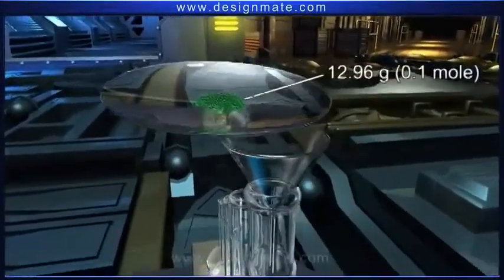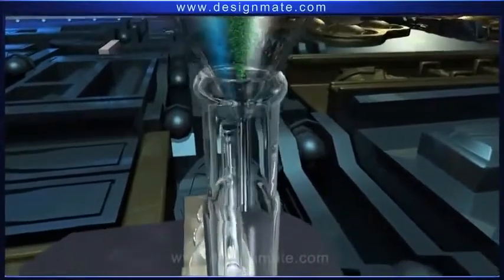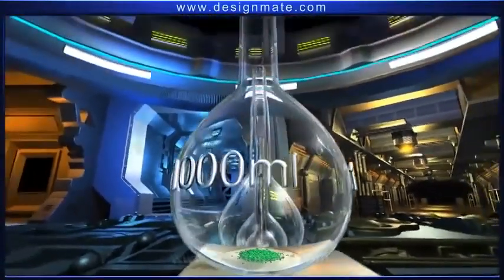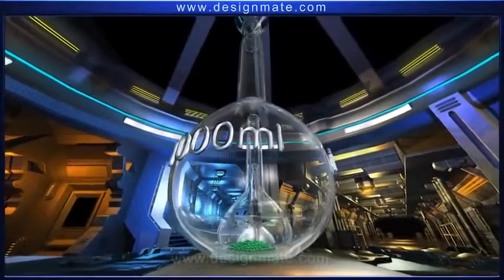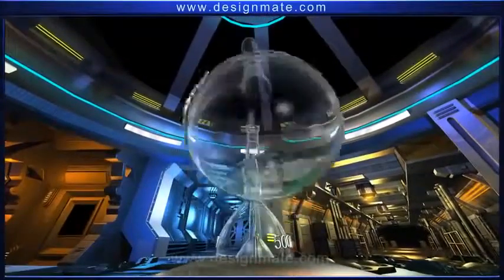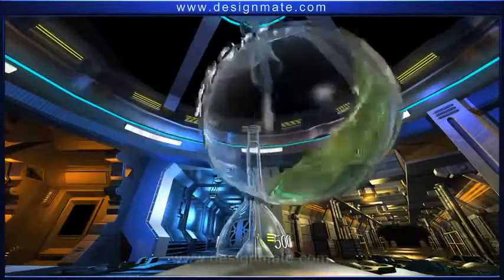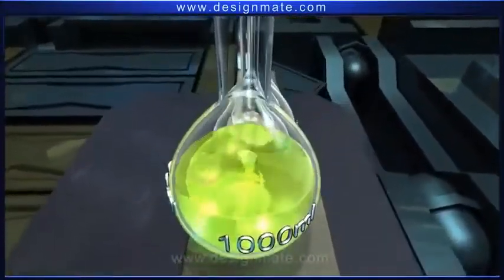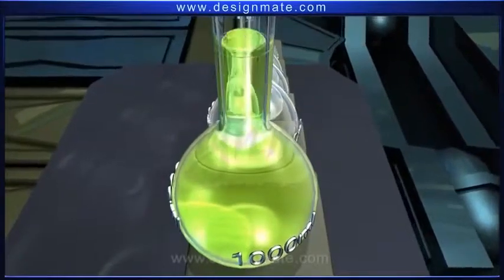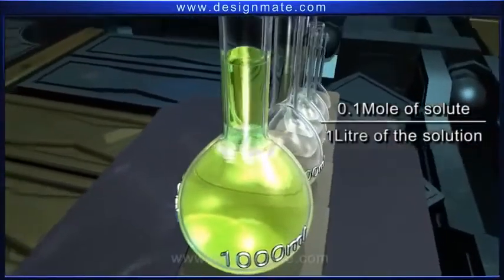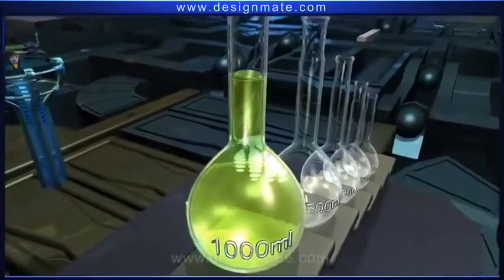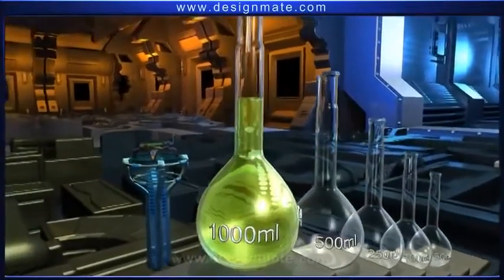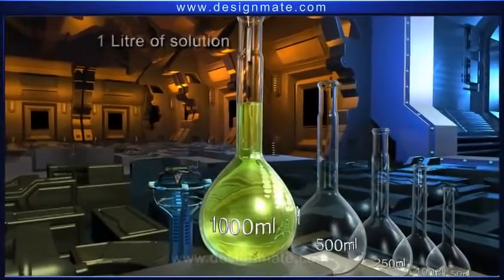Now transfer this accurately weighed NiCl2 into a 1 liter standard flask. Add a small amount of distilled water to it. Swirl the flask gently to dissolve the solute in water. Then fill the remaining flask with distilled water exactly to the 1 liter mark. The solution now contains 0.1 moles of NiCl2 dissolved in 1 liter of the solution. Thus, the prepared solution is 0.1 molar nickel chloride solution. Remember here that the solute is dissolved in 1 liter of solution and not in 1 liter of solvent.